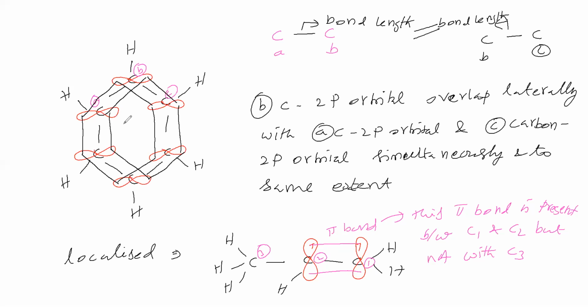Now let us go for this. Now this pi bond is present between which carbons? Between A and B, or B and C, or both? So can you say that here the pi bond is possible between particularly A and B, or B and C, or both? Then will you say here the pi bond is localized or not localized? What do you say? Think about it.